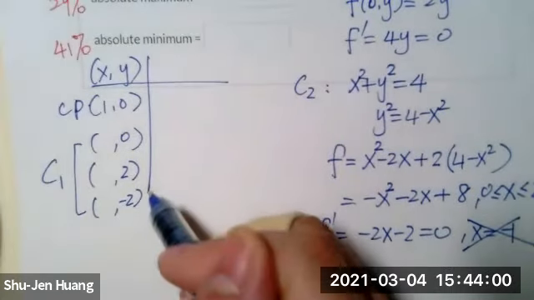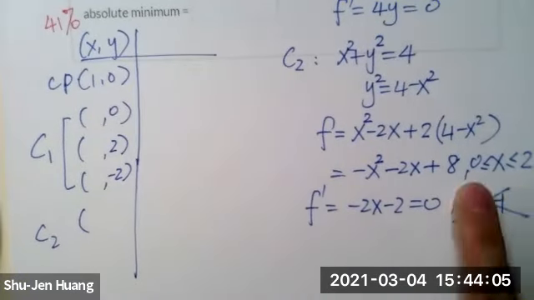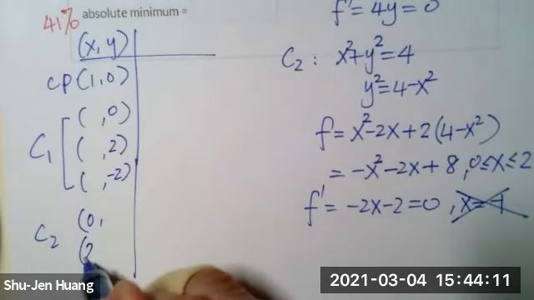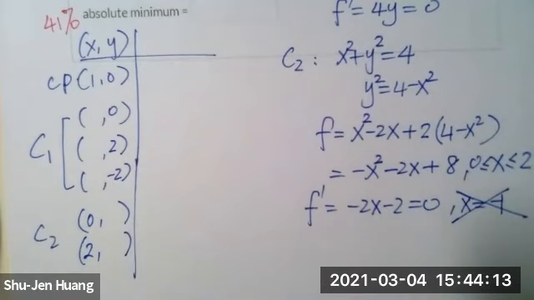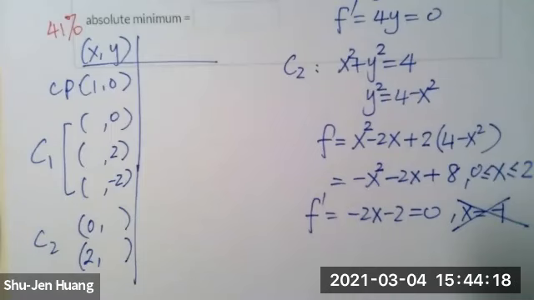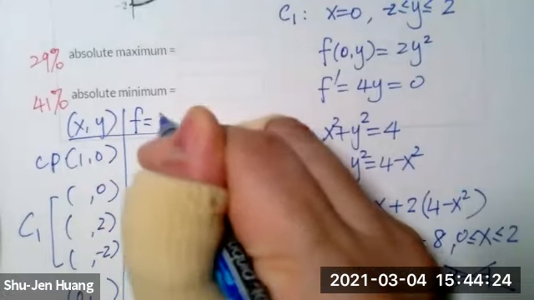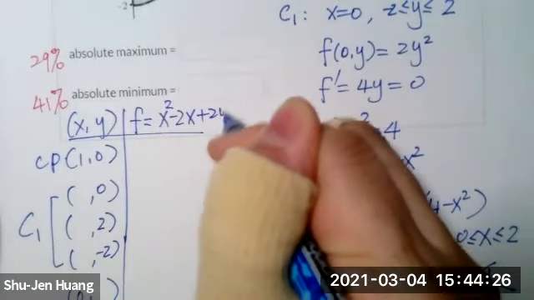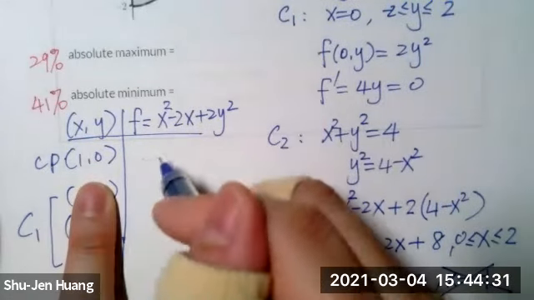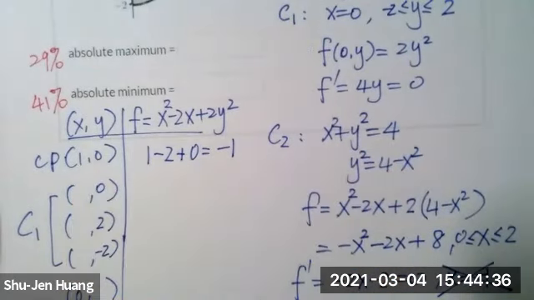Okay, so now for the curve C2, we only need to consider 2 endpoints, x equals 0 and x equals 2. And now we're going to figure out the function value. The function is x squared minus 2x plus 2y squared. Having 1 comma 0, we got 1 minus 2 plus 0. That gives us -1.